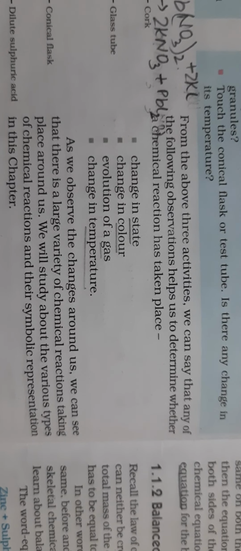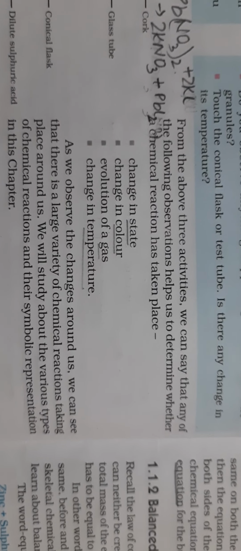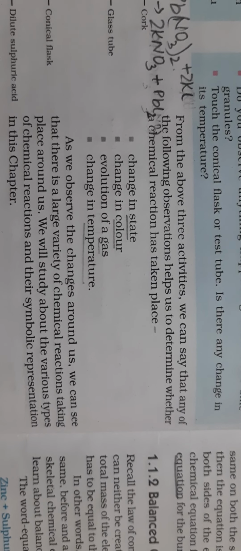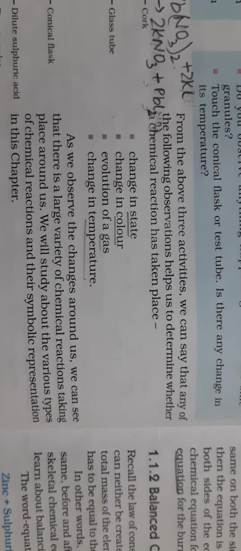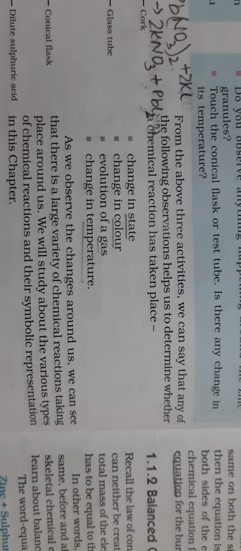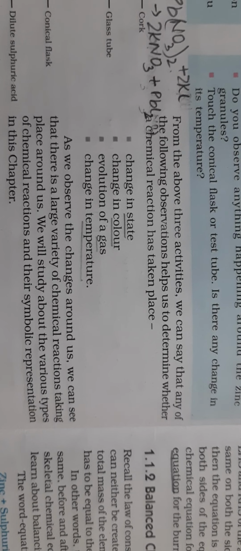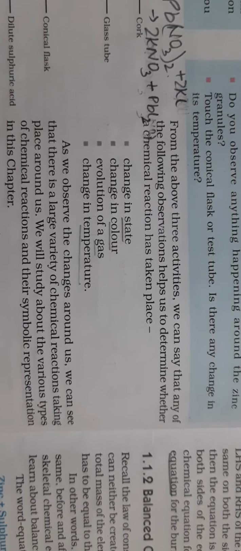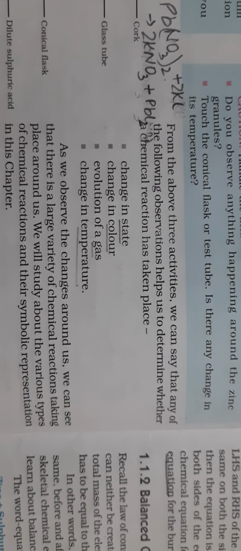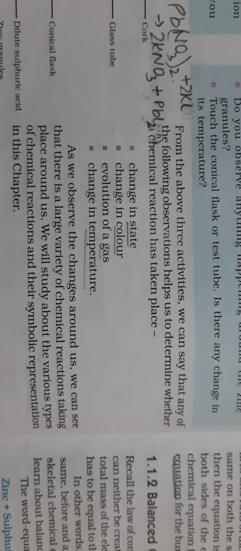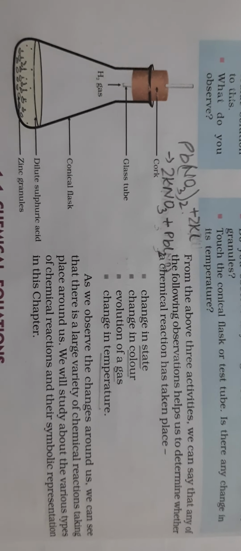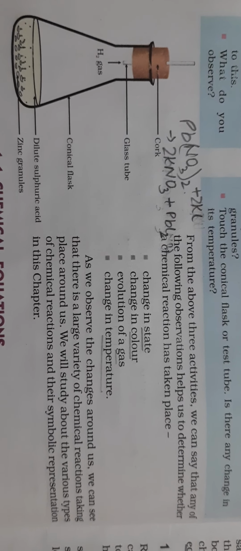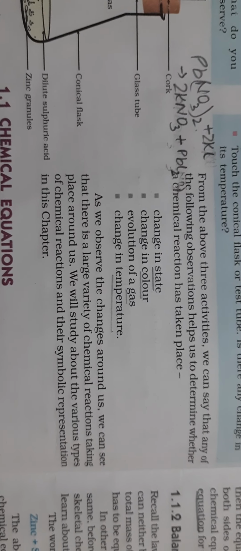It says from the above three activities, we can say that any of the following observations help us to determine whether a chemical reaction has taken place. So to confirm that a chemical reaction has taken place, these things must happen: either a change in state or a change in color. In activity 1.2, we have seen that a yellow precipitate is formed from a colorless solution. Then evolution of gas: in the recent activity 1.3, we can see that hydrogen gas is released, and there is a change in temperature.